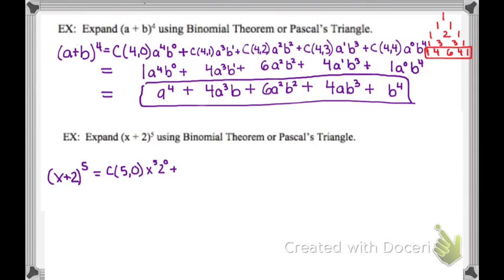Now the next one will be 5 choose 1. And the a, in this case the x, will count down to 4. And the b, in this case the 2, will count up to 1. And continue on. So hopefully this is not a huge leap for us. 5 choose 2. The x counts down. The 2 counts up. The x counts down. The 2 counts up.